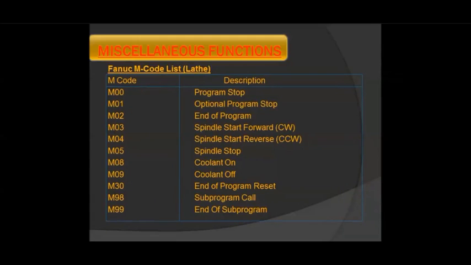Miscellaneous function of M code for lathe machine. M00 program stop, M01 optional program stop, M02 end of program, M03 spindle start forward, clockwise direction, M04 spindle start reverse, counterclockwise direction, M05 spindle stop, M08 coolant on, M09 coolant off, M30 end of program reset, M98 subprogram call, M99 end of subprogram.